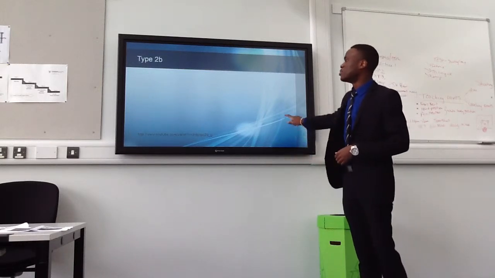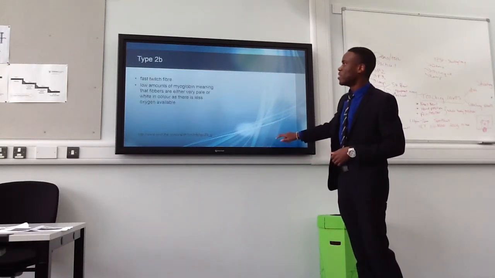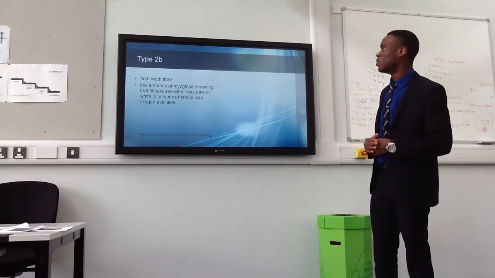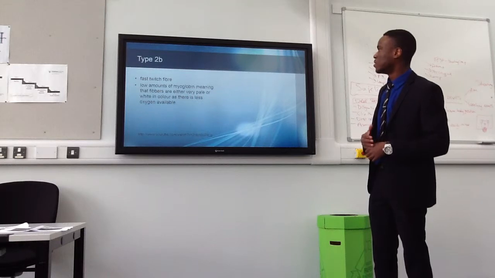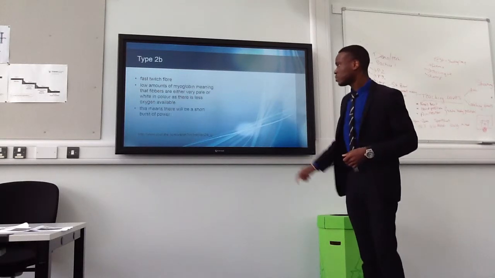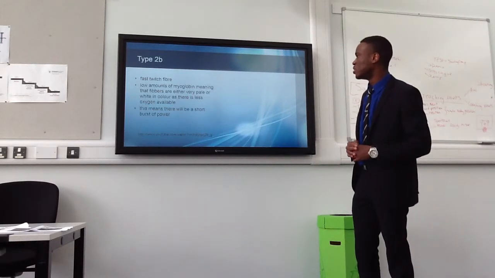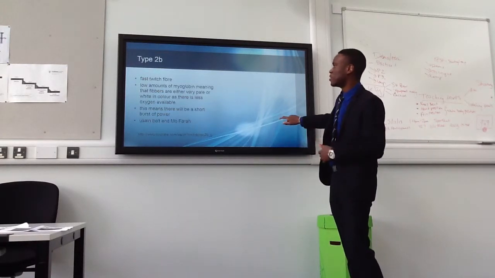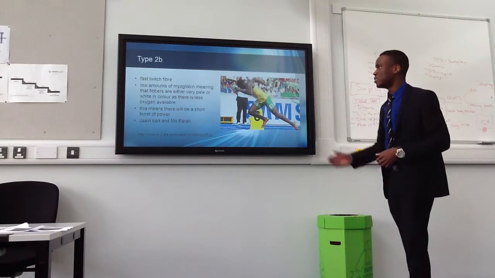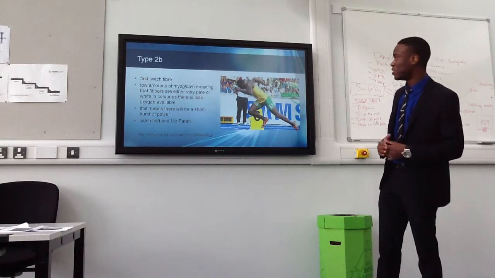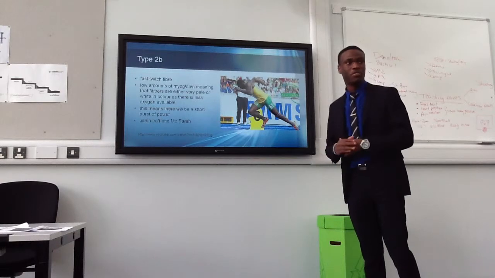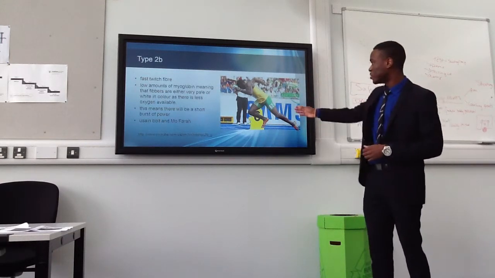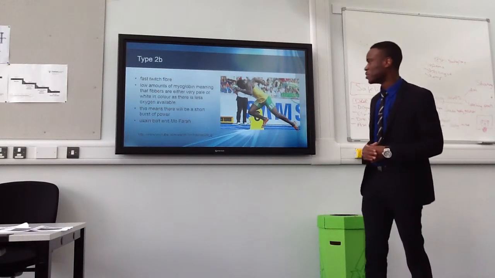The last one is type 2B. They're fast twitch fibers with low amounts of myoglobin, meaning the fibers are very pale or white in color as there is less oxygen available. This means there will be a short burst of power. So Usain Bolt versus Mo Farah, this again. Usain Bolt obviously has type 2 fast twitch fibers because he needs the reflexes for when he hears the gunshot, he just needs to go quick. So you can see him actually there, moving really far.